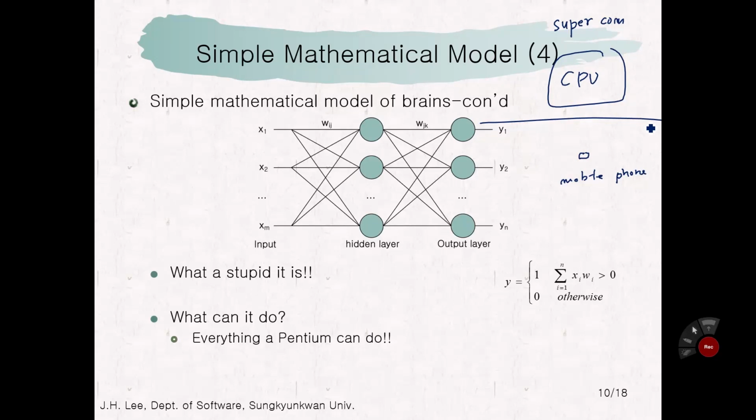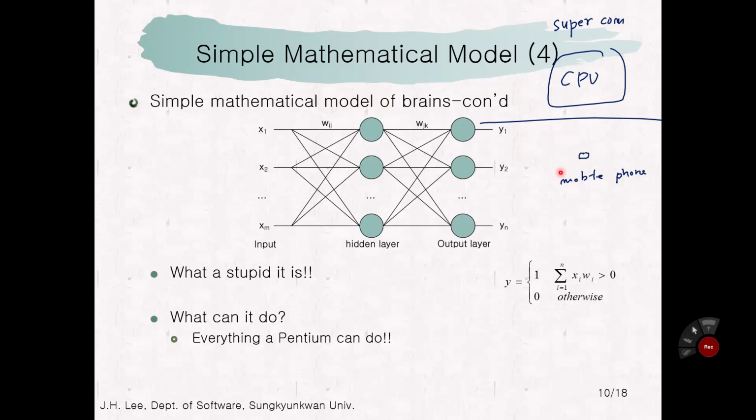From a theoretical viewpoint, they do the same things, right? But from a practical viewpoint, they are different. Why? A supercomputer has a lot of memory and a lot of power. But a mobile phone has a limited amount of energy and a limited amount of memory. So from a practical viewpoint, the CPU for a supercomputer and the CPU for a mobile phone should be different. That's true from a practical viewpoint. But from a theoretical viewpoint, they're the same. Actually, they do the same thing.